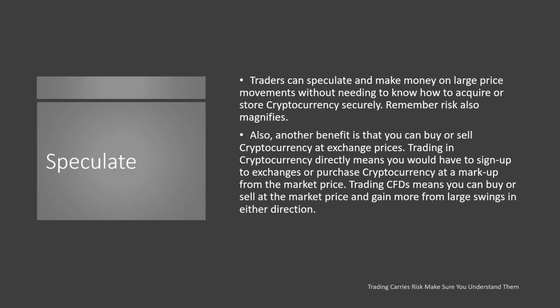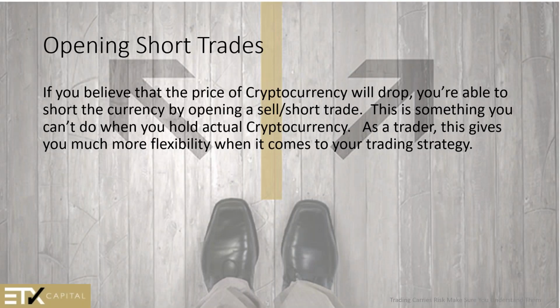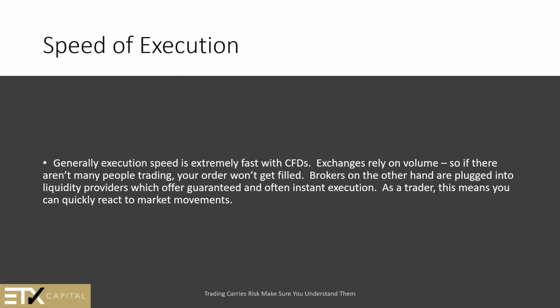So trading CFDs means you can buy or sell at the market price and gain more from large swings in either direction. So if you believe the price of cryptocurrency will drop, you're able to short the currency by opening a sell or short trade. This is something you can't do when you actually own the cryptocurrency. As a trader, this gives you much more flexibility when it comes to a trading strategy.